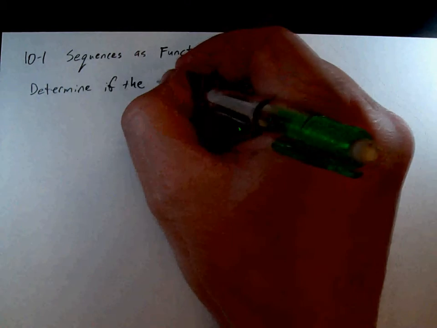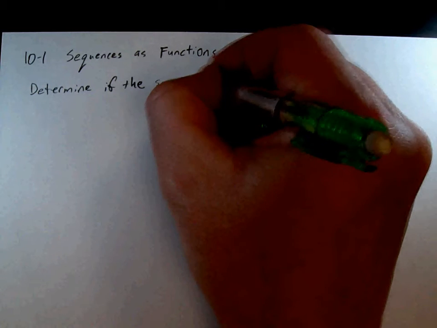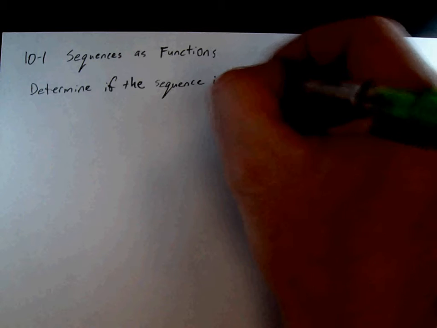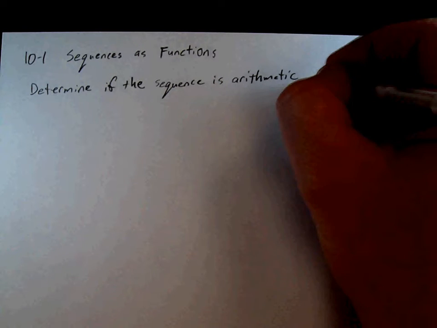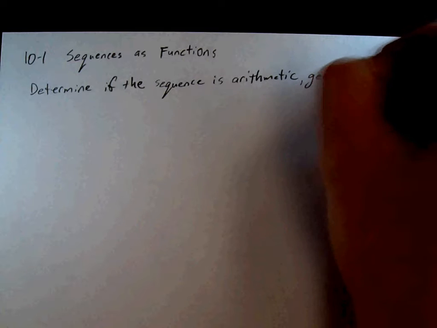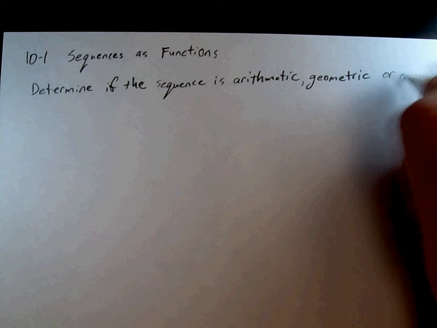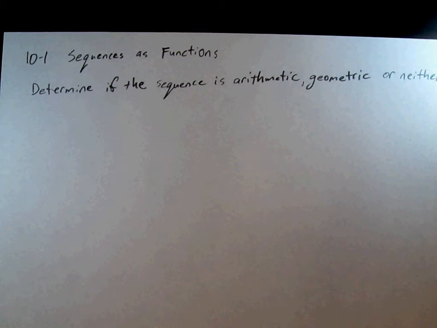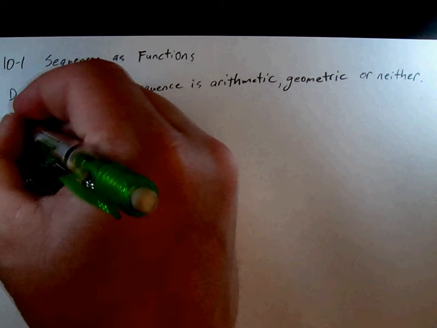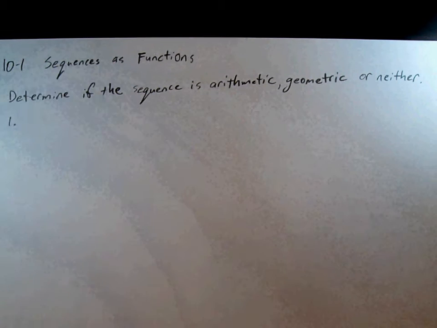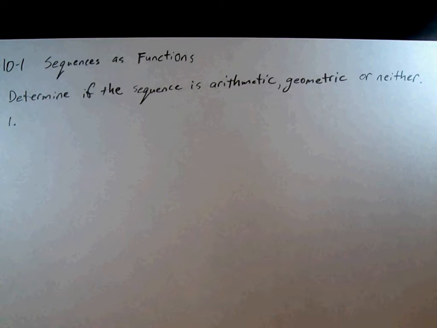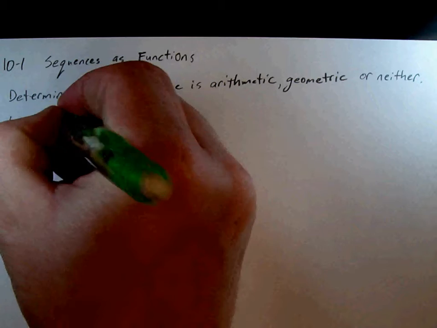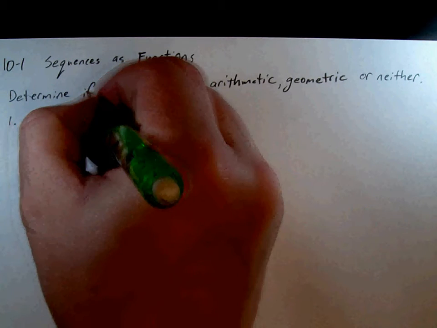So determine if the sequence is arithmetic, geometric, or neither. So here, number one is an example of a sequence. Let's see. So I'll give you 3, 12, 27, 48, dot, dot, dot. So we've got some sort of pattern.